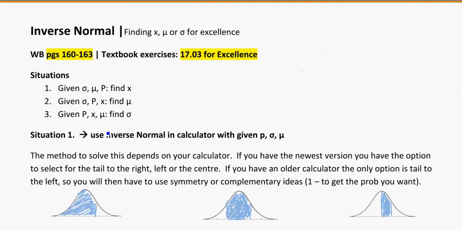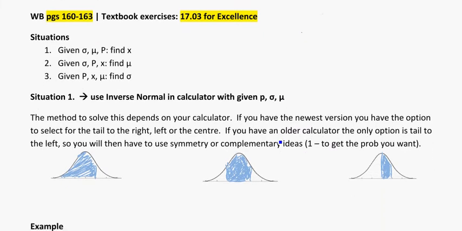So looking at situation 1, we are going to use the inverse normal in our calculator, and we're going to put in the probability, the sigma, and the mean that's been given to us, and we're looking for x in this case. This method is going to be dependent on using our calculators correctly.